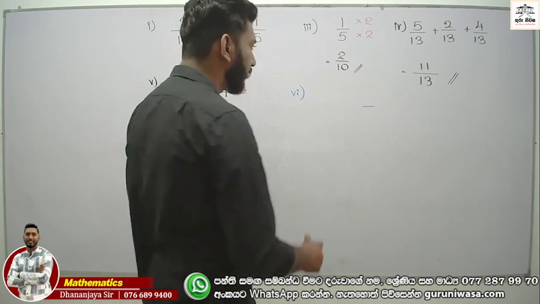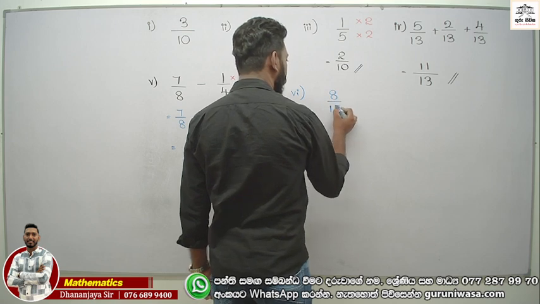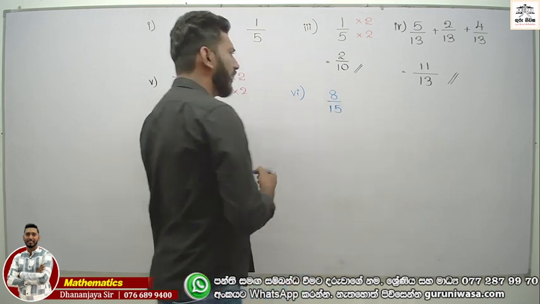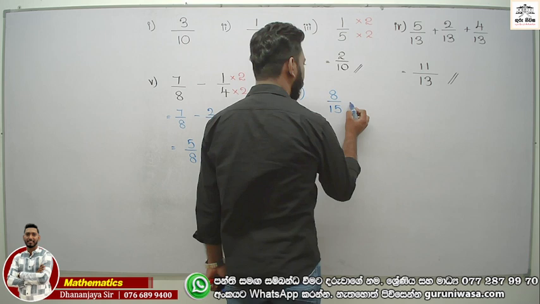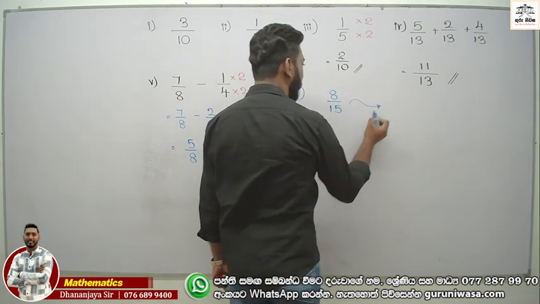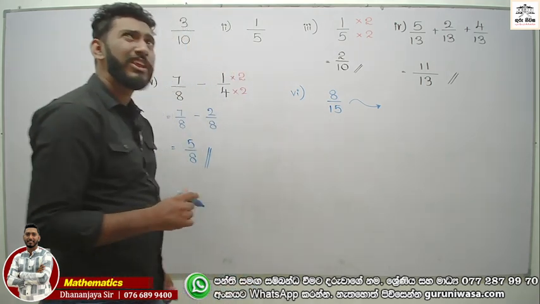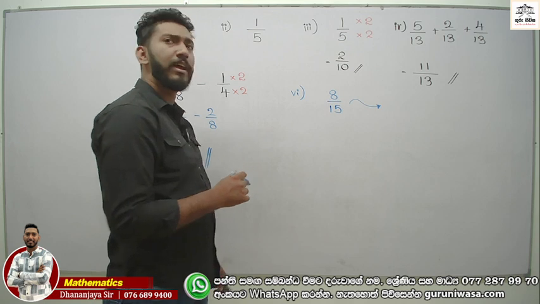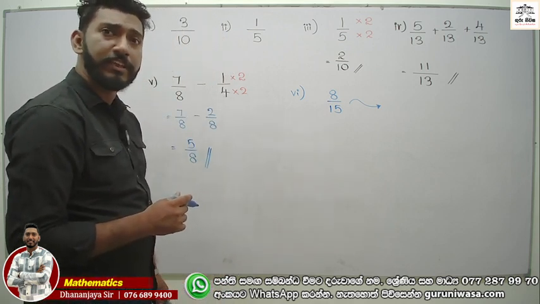8 over 15. Now this is the answer, 15. I'm going to change it like this. What about that? Now this is 15. 15 you can write as 5 times 3, right? 5 times 3 is 15, and 5 plus 3 is 8.